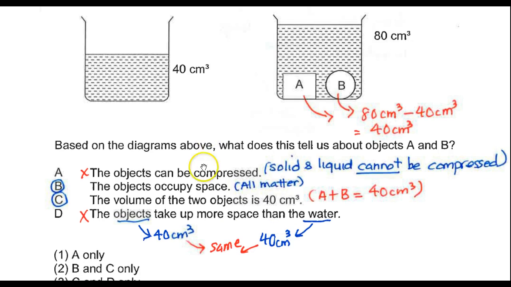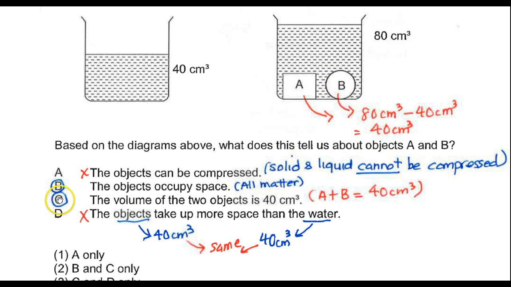Now over here, what does it say about this experiment? The objects can be compressed. No, nothing to do with this, because solid and liquid, right? The A and B are solid, and this is the liquid, cannot be compressed. So there's nothing to talk about compression. And next is the objects occupy space. Yes, all matter occupies space is correct. These A and B occupy space, and the volume of the two objects is 40 cubic centimeter, right?